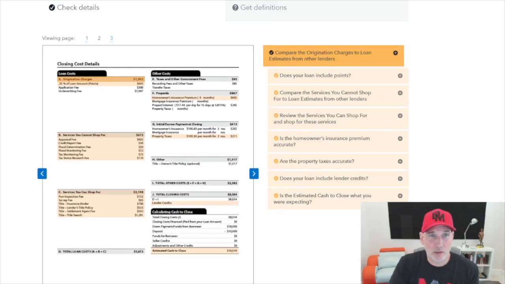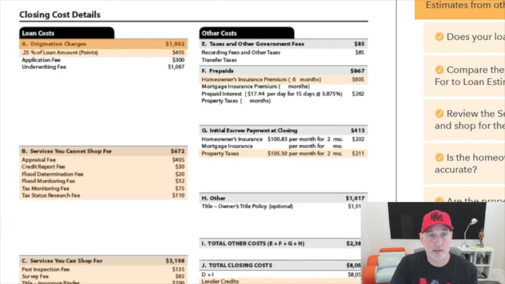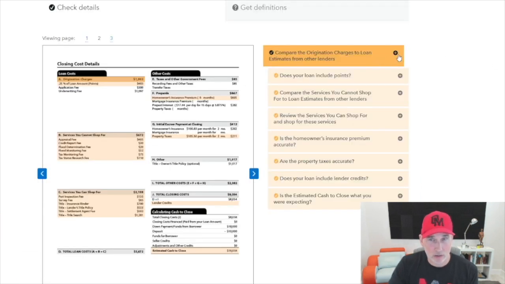Now, page 2 of the loan estimate is broken out into 3 sections: the loan costs, other costs, and calculating your cash to close. So under loan costs, now loan costs are not actually your lender's cost. That is a cost to get a loan.